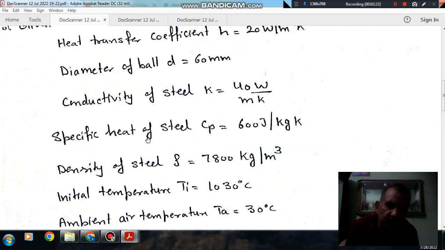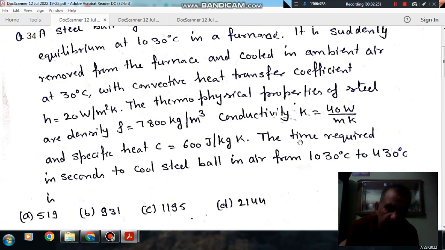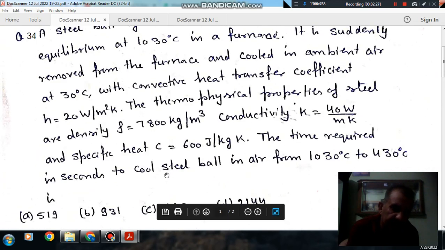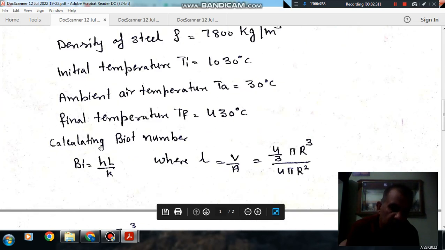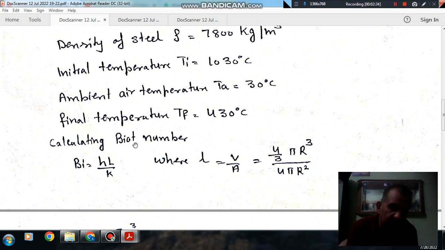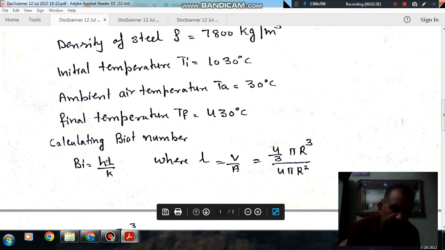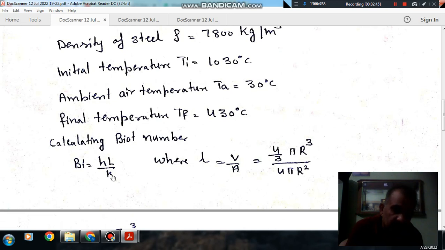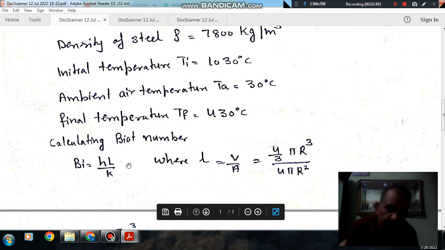As it is the case of unsteady flow, because we have to find out the time, and because the heat transfer rate is different at different times, we will find out the Biot number. The Biot number is hL by k, where h is the convective heat transfer coefficient of the medium and k is the conductivity of the ball, or the metal which has to be cooled. And L is the characteristic length, that is volume by area.